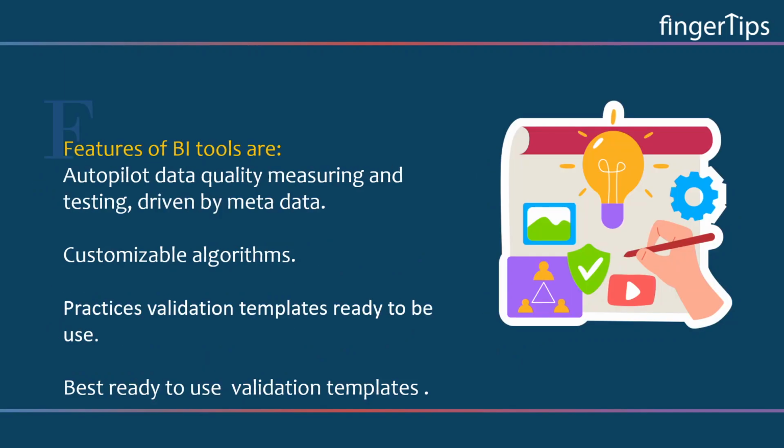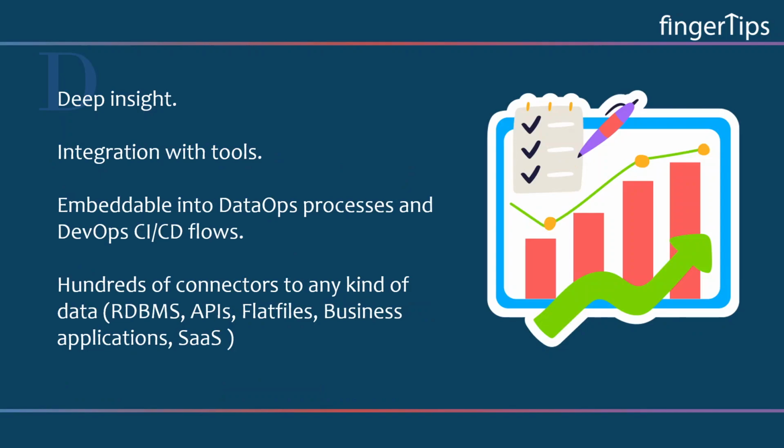Some important features of BI tools are autopilot data quality, measuring and testing driven by metadata, fully customizable algorithms, rules and test behavior, a gallery with hundreds of best practices and validation templates ready to be used by you, deep insight analysis with clear dashboards and alerting processes, integration with hundreds of tools, for example ServiceNow, Slack, Teams, etc., embeddable into DataOps processes and DataOps CI/CD flows, and hundreds of connectors for any kind of data such as RDBMS, APIs, flat files, business applications, etc.